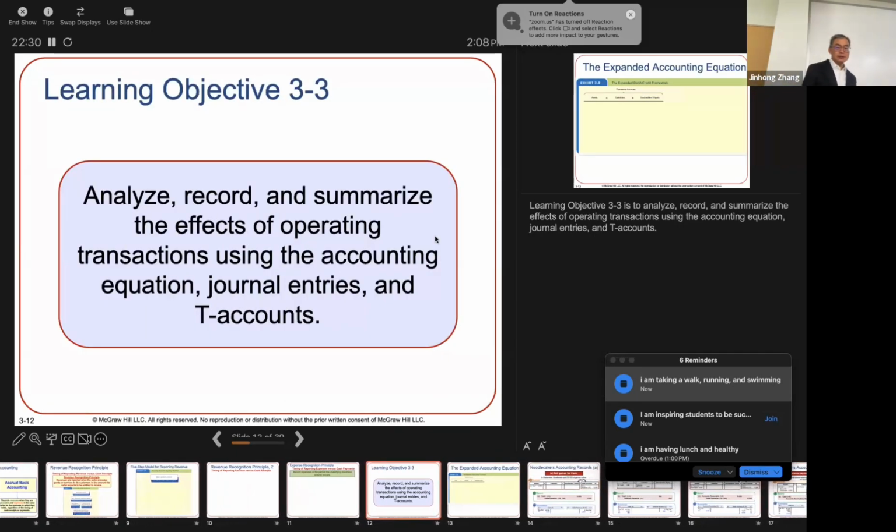Okay. So now analyze, report, and summarize the effects of operating transactions using the accounting equation, journal entries, and T accounts. Okay, so we did that one last week. So this is again a step-by-step tedious manual process. And we will still learn that so that you know how it happens. And someday, if we went to a dark age, no computer, no electricity, you can still do it. Okay? But the reality is, nowadays all of these things are done by the computer.